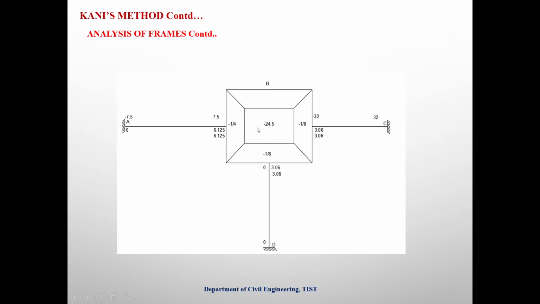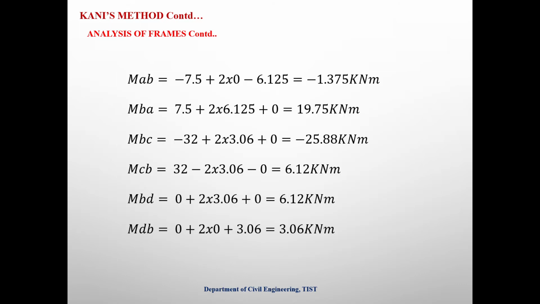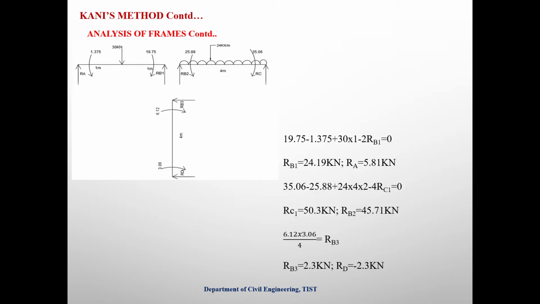That value into minus 1 by 4 will be here, minus 1 by 8 will be here and minus 1 by 8 will be here. Then after that, do the iteration again. If it is the same as the previous one, then we can stop the iteration. After getting this rotation contribution, we can find out the final moments and after that you can draw the SFD and BMD.